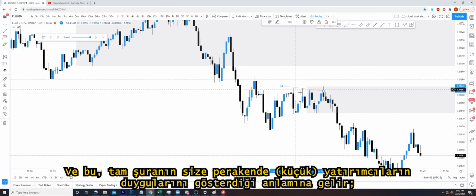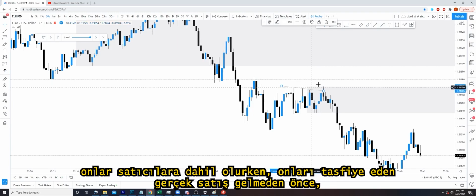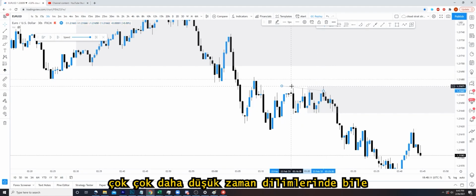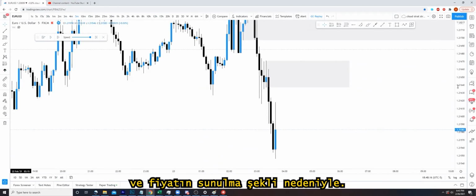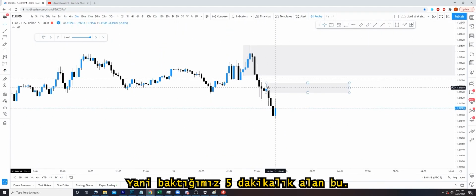And that means this right here is showing you the emotions of retail traders as they were getting involved in sells before the real sell came in, which liquidated them even on the very, very much lower time frames because of the fractal nature of this market and the way price likes to be delivered. So that's the 5-minute area that we're looking at.